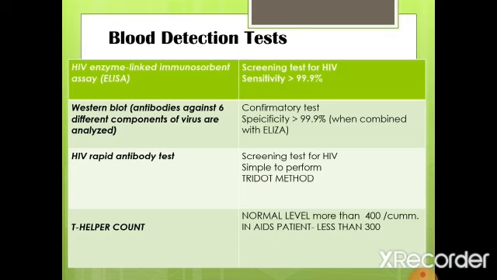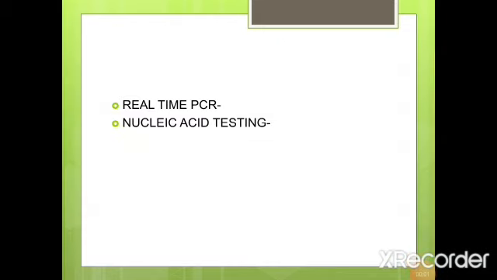Then the T helper cell count. The normal level of T helper cells is more than 400 per cubic millimeter of blood. But in AIDS patients, the level is always below 300. And as the disease progresses, the T helper cell count is correspondingly lowered. By doing real-time PCR, the number of HIV particles in blood can be estimated. And nucleic acid testing involves the amplification and detection of one or more specific target sequences located on specific HIV genes. So these are the different testing options for AIDS.